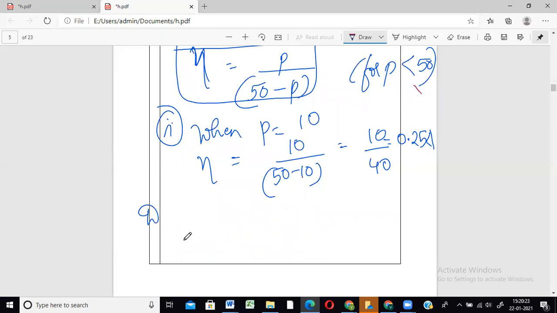So when it is less than 1, the demand is inelastic. So demand is inelastic for P is equal to 10. Okay, it is inelastic for P is equal to 10. Let us do it for P is equal to 30.